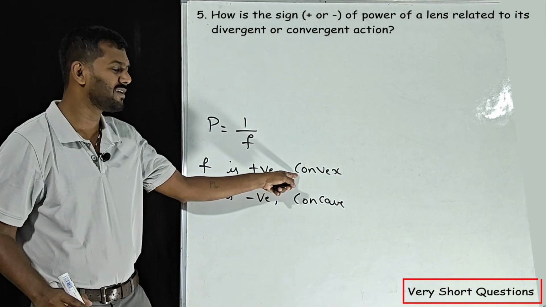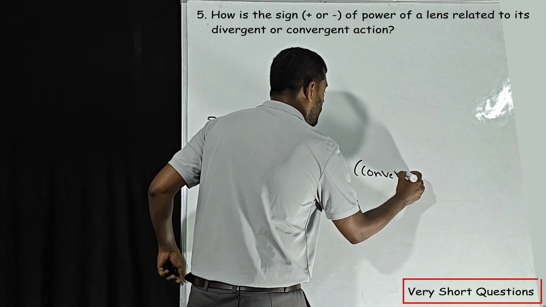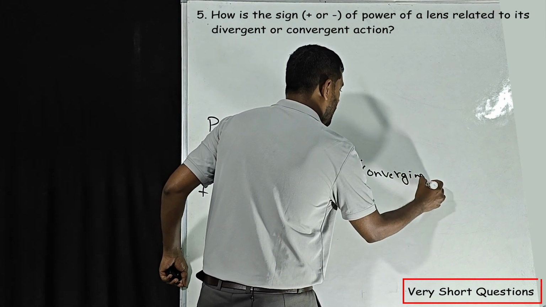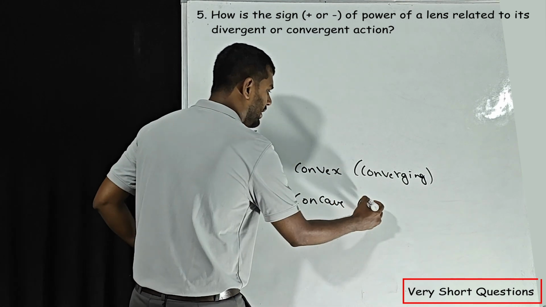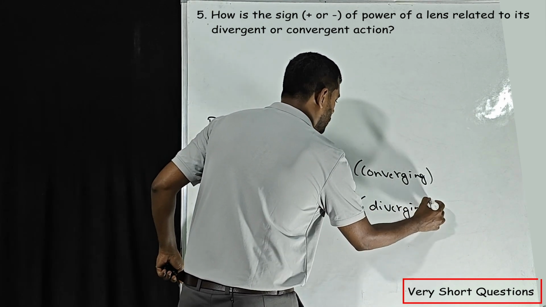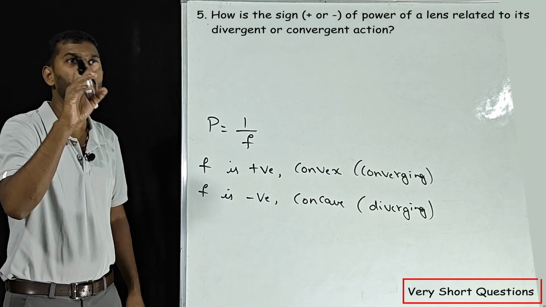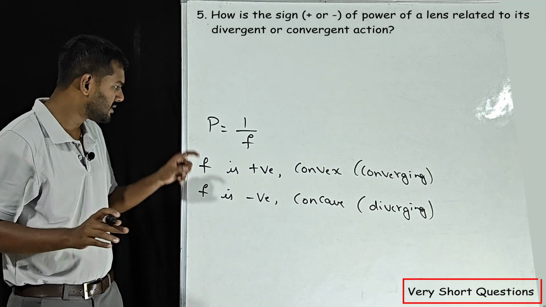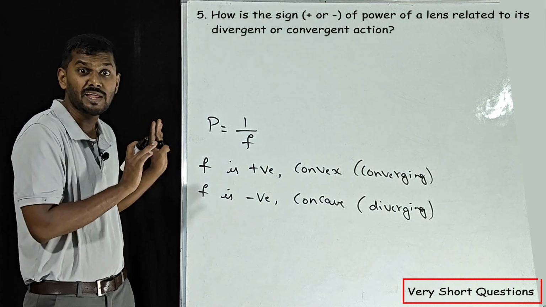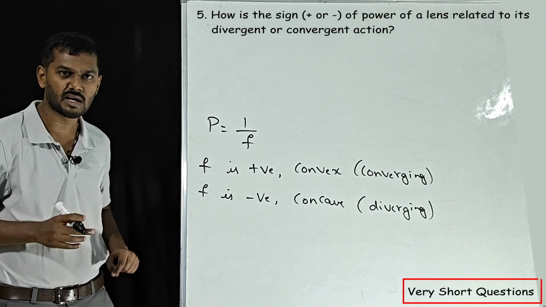We know convex lenses are called converging lenses and concave lenses are diverging. Correct. So what is their question? Sign will be positive or negative for convergent or divergent lens. See, if you have this much knowledge, this is not the exact answer. This is the information we require, correct, to answer this kind of question.